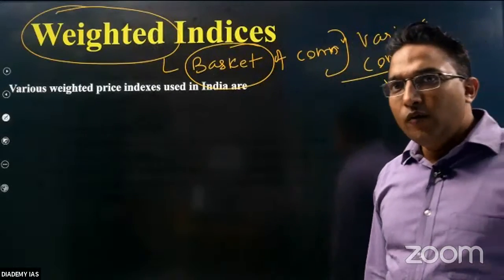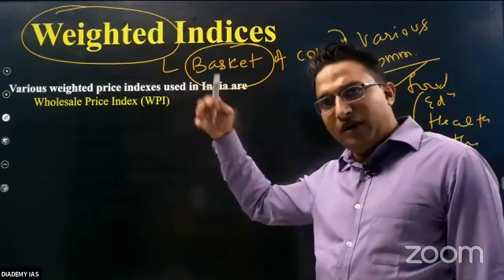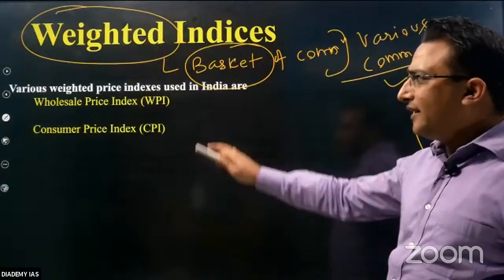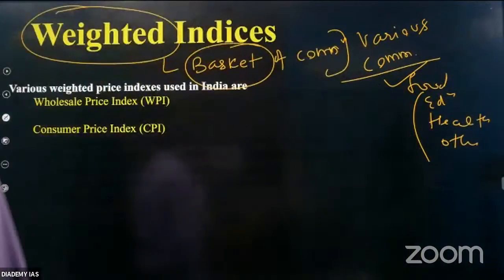Okay. So now various weighted indexes in India we can calculate at the wholesale level, जो हमने बताया आपको, and we can also calculate at the consumer level. Right now we are calculating only at 2 levels. We are not calculating at more than 2 levels. Okay.